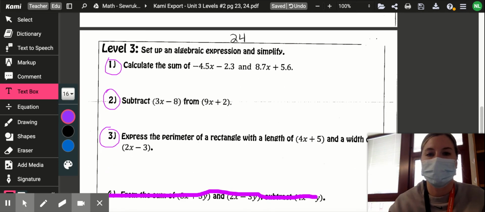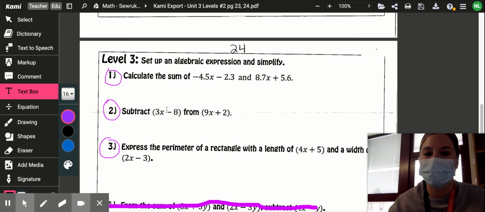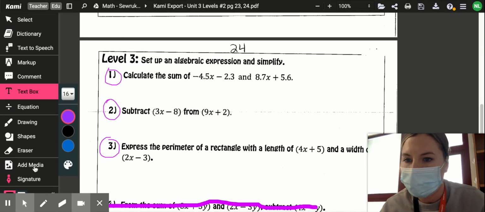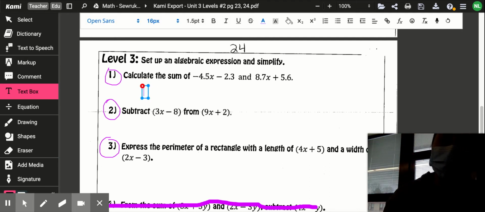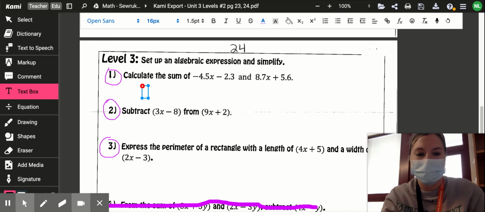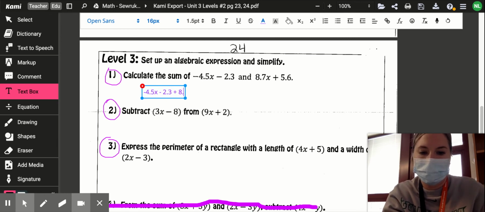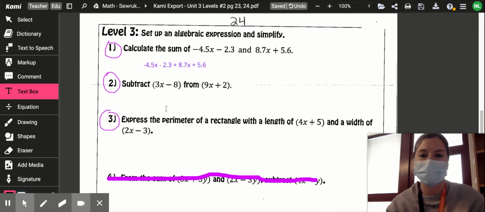The last level, you just had to do numbers 1, 2, and 3. I will write them out, and you have to solve them on your own. So what you will get here, if I get a text box, calculate the sum of -4.5x minus 2.3 and 8.7x plus 5.6. I will write it out. You will do it in your calculator. Sum means to add. So combine the like terms by circling the like terms, putting them in your calculator. Don't forget the variable at the end.